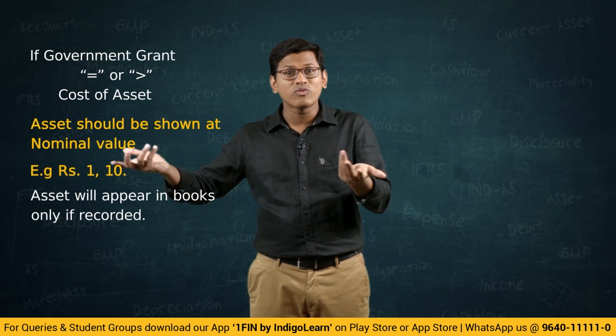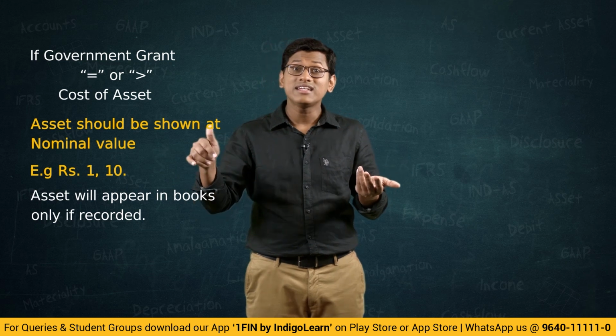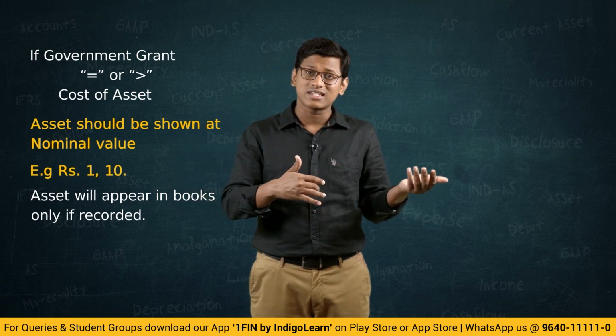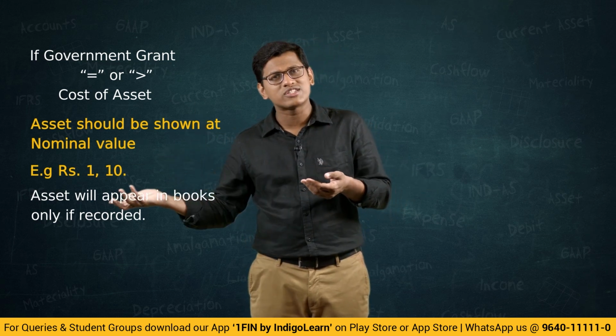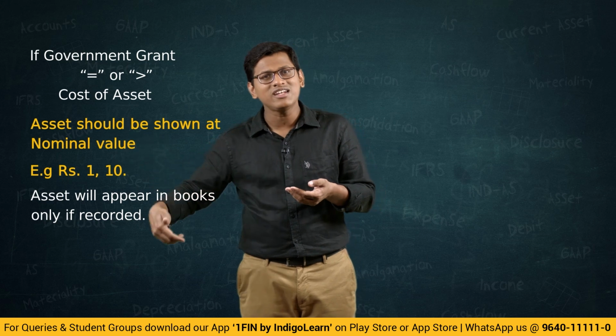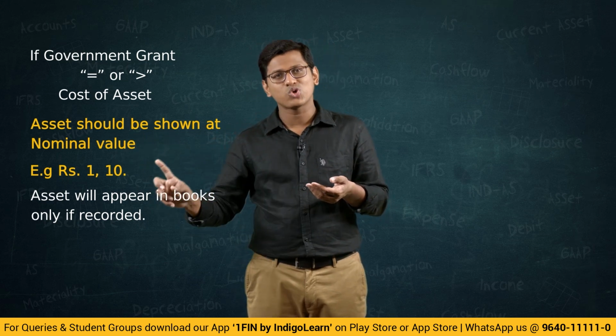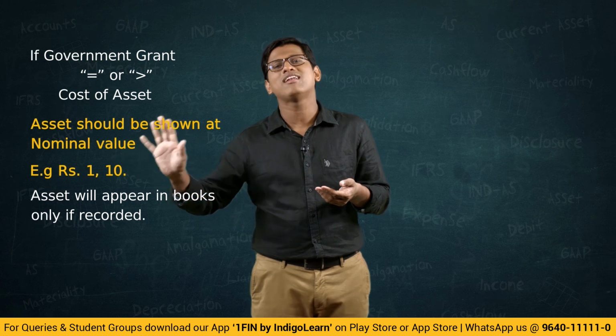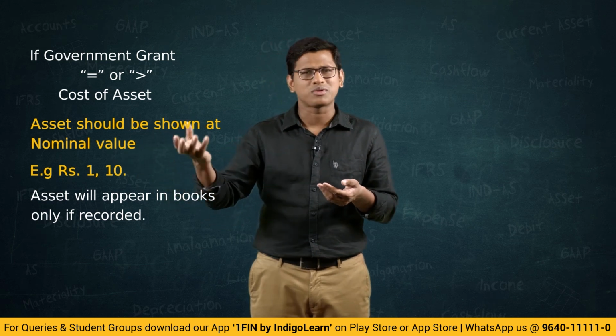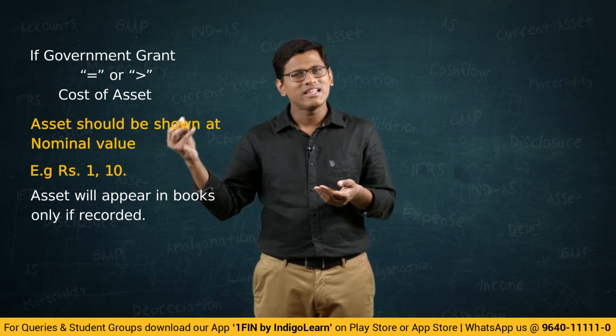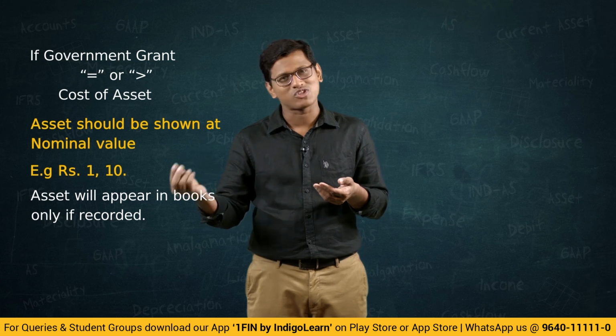So you don't have to worry about it at all, right? But here is an asset, it's there in the business, just that its book value is 0 because government has given a grant for the entire amount. So in such cases again, we have to show that asset at a nominal value, say 1 rupee or 10 rupees or 100 rupees, some nominal value that an asset has to be carried in the books of accounts.